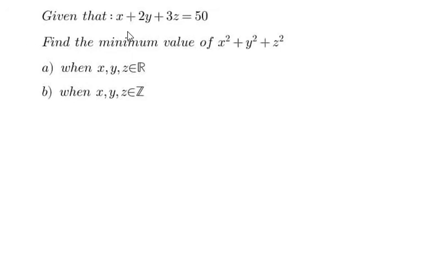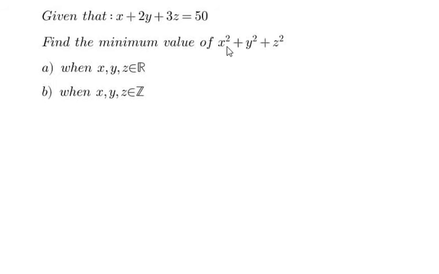The topic today is the minimum value. Given that x plus 2y plus 3z equals 50, find the minimum value of x squared plus y squared plus z squared when x, y, and z belong to real numbers, and when x, y, and z belong to integers. So I will show the technique for how to answer the question.